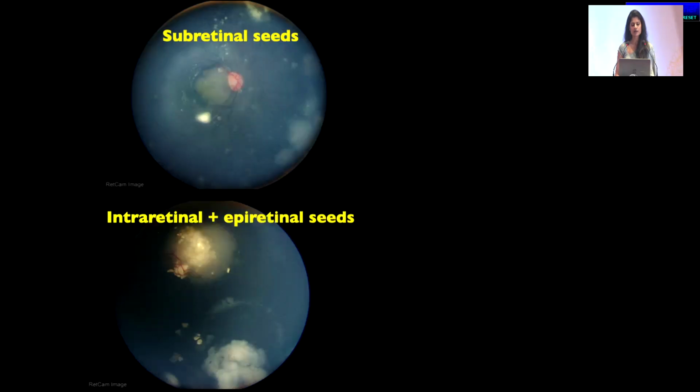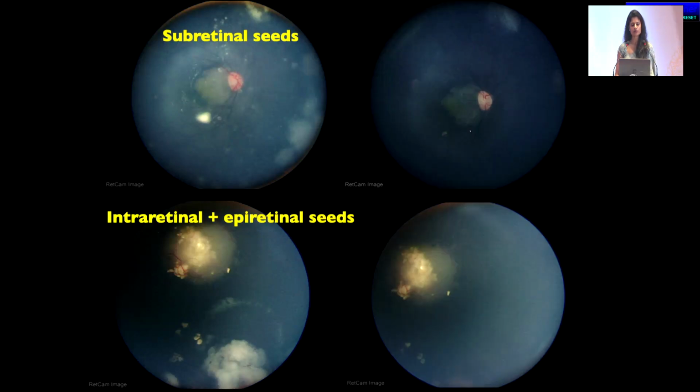Now, here are some examples that we have treated. So you can see that this child developed recurrent subretinal seeds. We gave intravitreal chemotherapy, and you can see that without any other form of treatment, just intravitreal chemotherapy, the subretinal seeds, the retinal tumor, the epiretinal seeds completely went away.